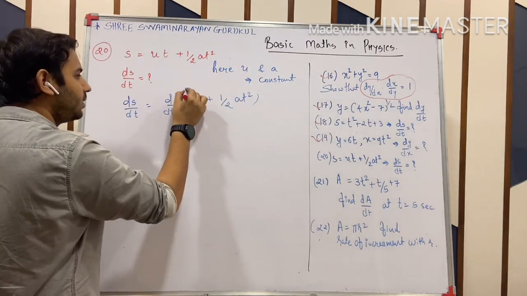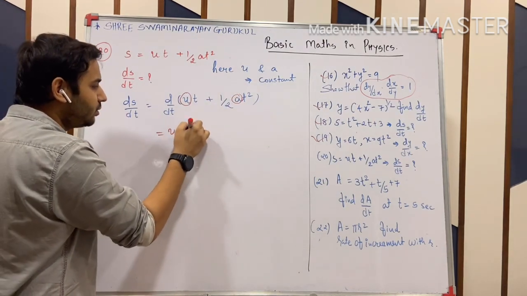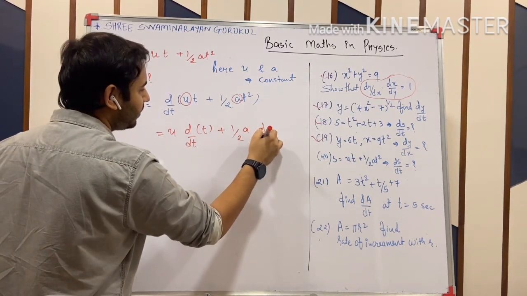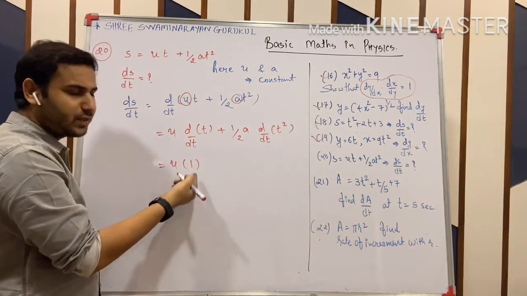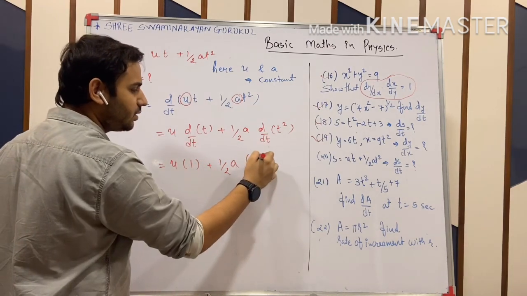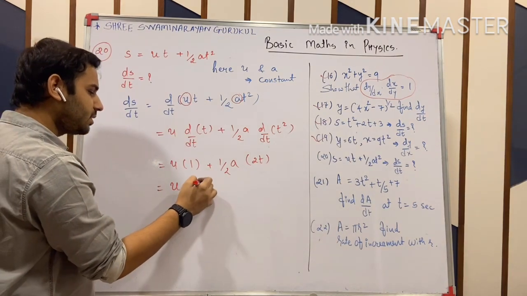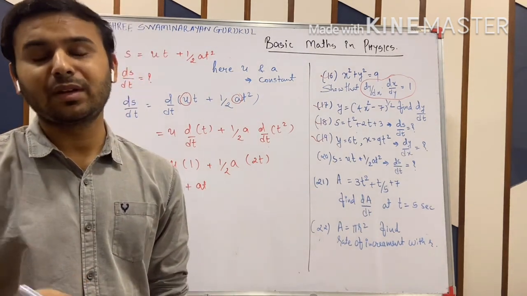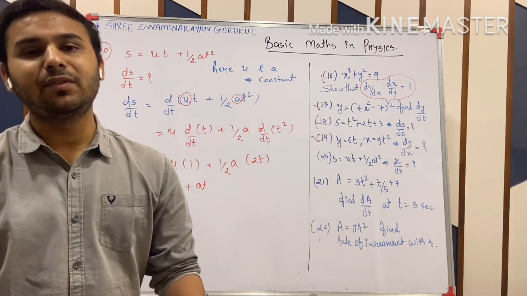u constant, a constant, you can get this term out of differentiation. So u d by dt of t plus 1 by 2a d by dt of t square. Differentiation of t with respect to t is 1, 1 by 2 as it is, a as it is. Differentiation of t square is 2t. 2 and 2 cut. This is u plus at. If you know the differentiation of s with respect to time, differentiation of this displacement with respect to time will give you velocity.